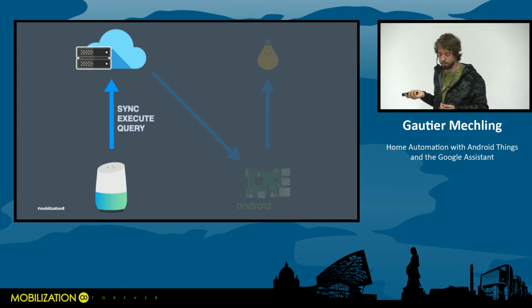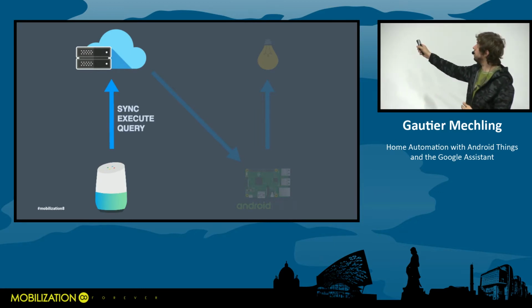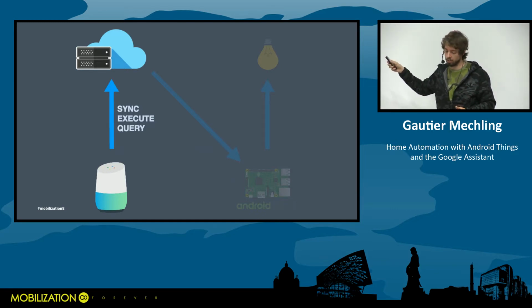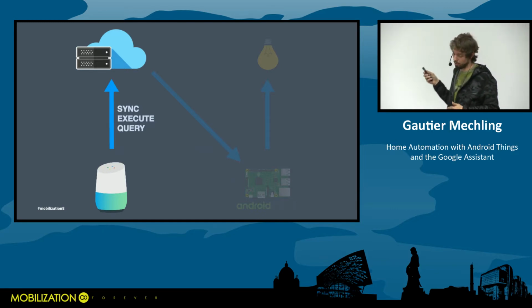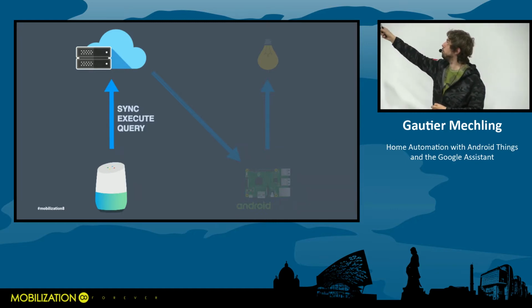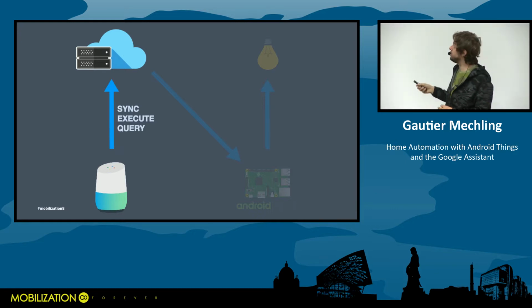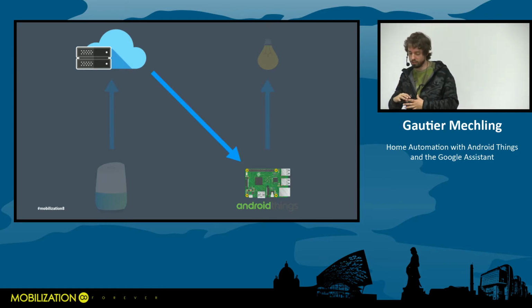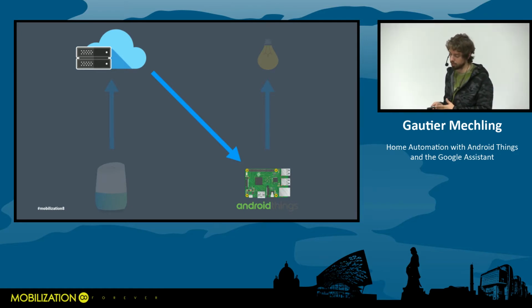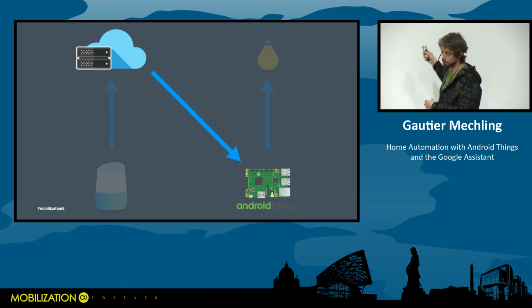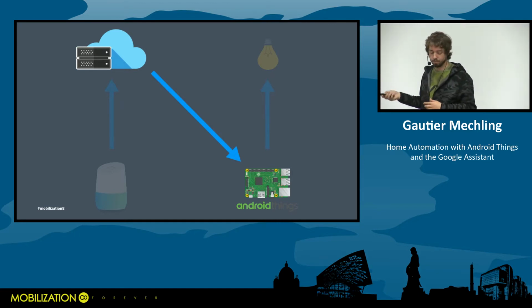But again, it's JSON. Thanks to those three actions, sync, execute, and query, the Google Assistant is able to communicate with your Cloud Function to control devices in your home. So we have done the first part, which was to create or to host a web service in the cloud that uses JSON to communicate with Actions on Google. Now, when our Cloud Function receives an execute intent, it should forward that action to your Android device, to your Raspberry Pi, so that it can turn the lights on, for instance.